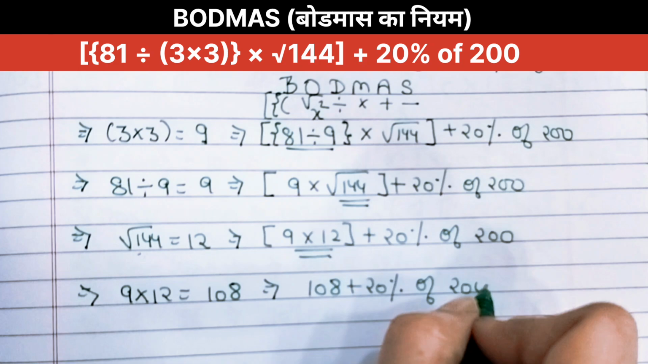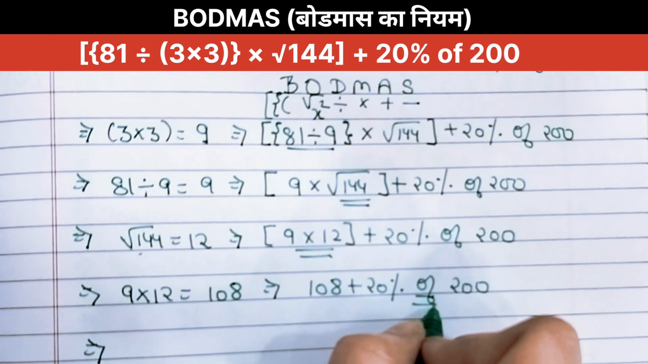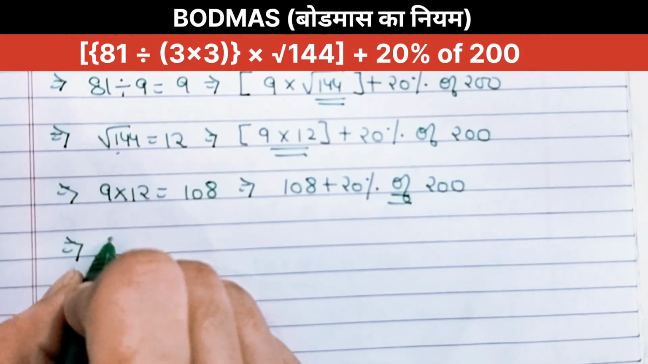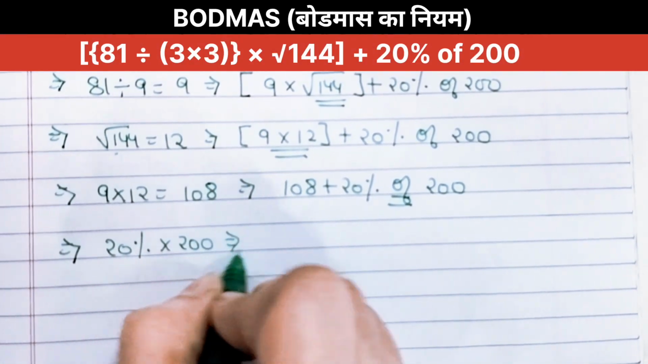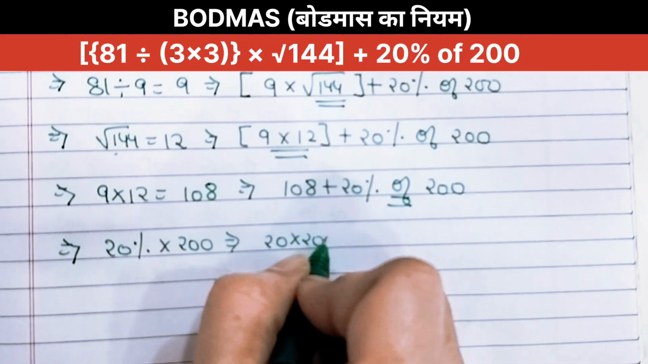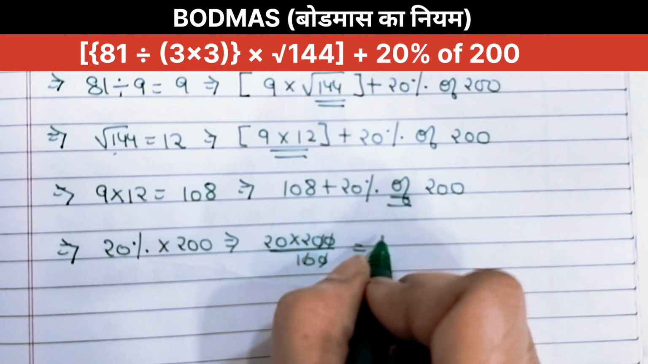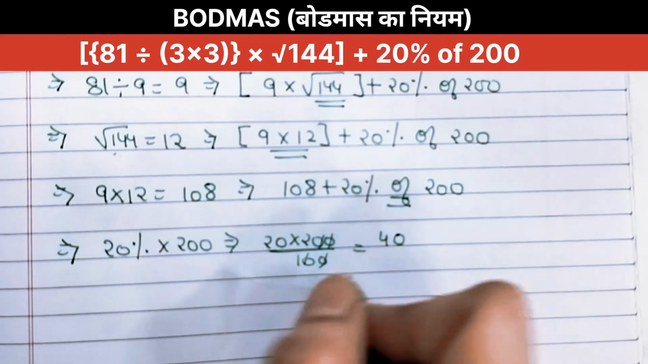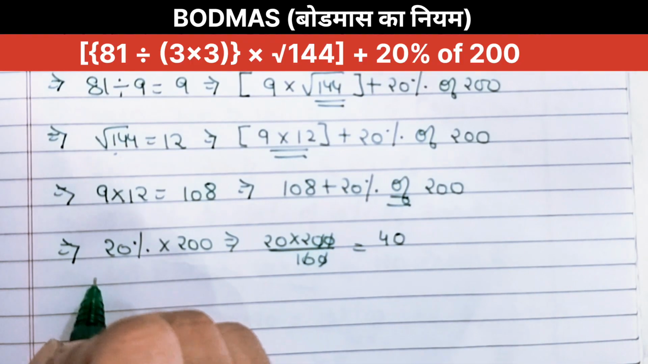So now move to the next step. According to the next step, solve the percentage: 20% of 200, which means 20% multiplied by 200. Now calculate 20 multiplied by 200 upon 100. Now cut down the zeros, and after multiplying we'll get 40 as a result. According to this expression, the "of" operator is evaluated before basic operations like addition.